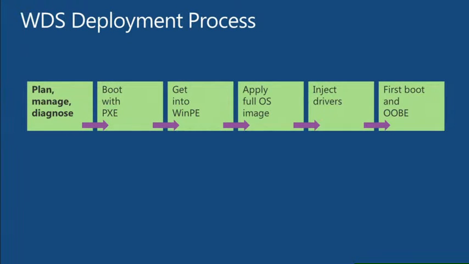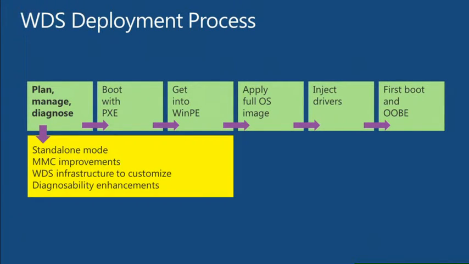So this slide shows a high-level view of the WDS deployment process. I'll step through this and use it to explain some of the improvements that have been made in WDS. The first box there is all around planning your WDS deployment, getting it all configured, diagnosing and figuring out if there are any changes you want to make to your environment. In that area, there are four major improvement areas, and I have some slides that will go into those in more detail.